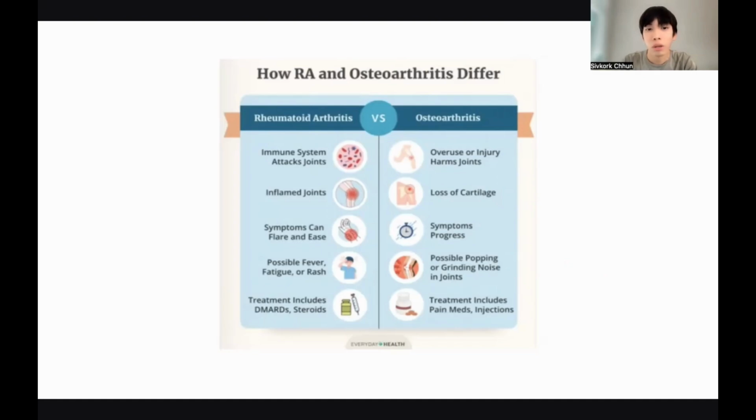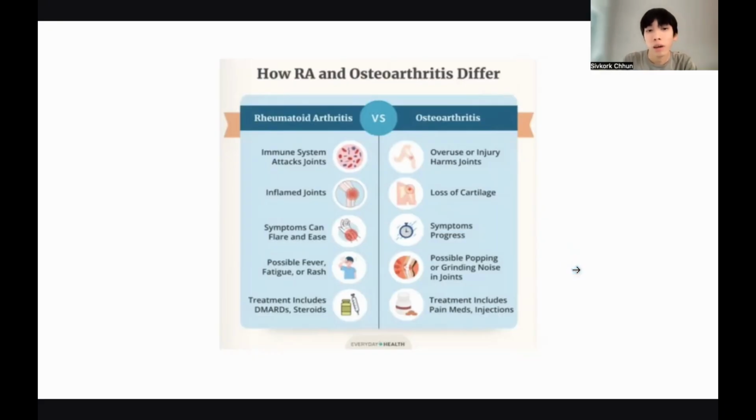Osteoarthritis is caused by injuries or overuse from physical labor, while rheumatoid arthritis is caused by the immune system attacking the joints. And why does it attack the joints? Because of environmental triggers. Osteoarthritis causes bone loss, while rheumatoid arthritis causes inflammation. The symptoms of osteoarthritis progress over time and take time to develop, while rheumatoid arthritis just flares, happening immediately.